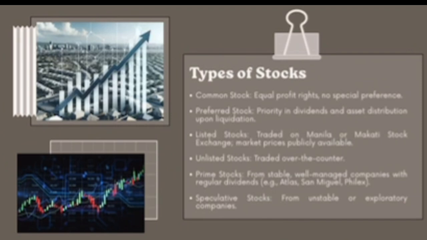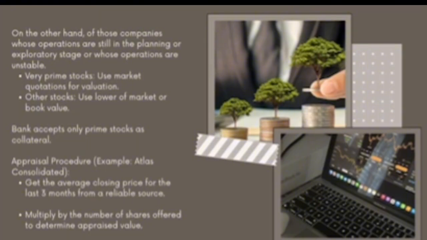These come from unstable or exploratory companies with uncertain earnings. They are high risk but may offer high returns if the company succeeds. For example, a small mining or tech startup company that has yet to prove its profitability. On the other hand, for those companies whose operations are still in the planning or exploratory stage or whose operations are unstable, we also have very prime stocks and other stocks.